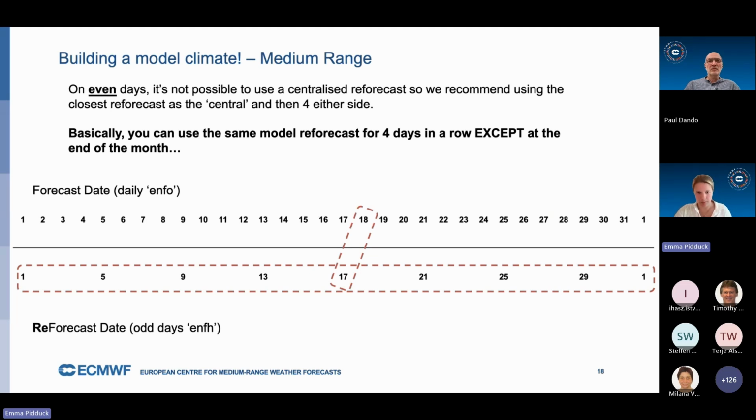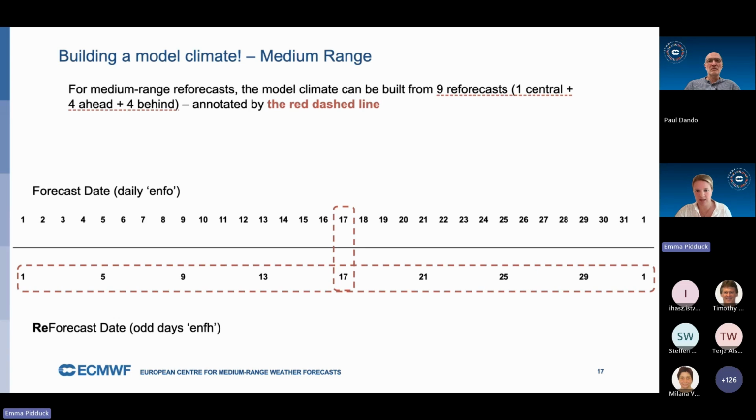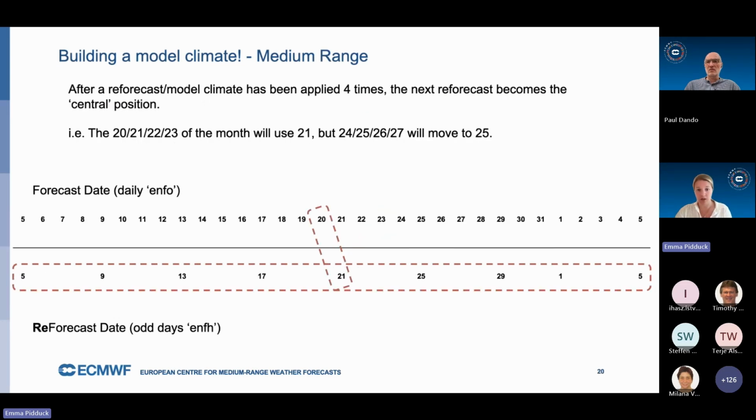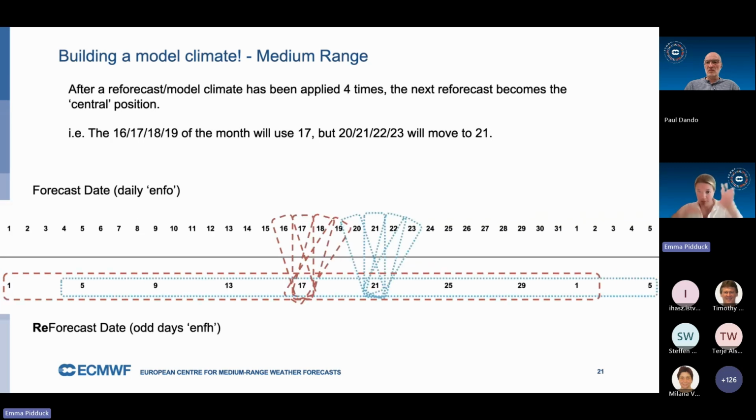And I've tried to annotate this in a stepwise approach. So going back, this is the 17, this is the 18, then on the 19, it switches 1 more. But then when we get to the 20th, it starts to use the reforecast from the 21st. Okay, because that's the closest reforecast to the 20th. So in summary, I've tried to combine it all into one. So for the dates of the 16th, 17th, 18th, and 19th of the month, you will build a reforecast centralized around the 17th. And then for the 20th, 21st, 22nd, and 23rd, it will centralize around the 21st and the reforecasts for either side. Okay.